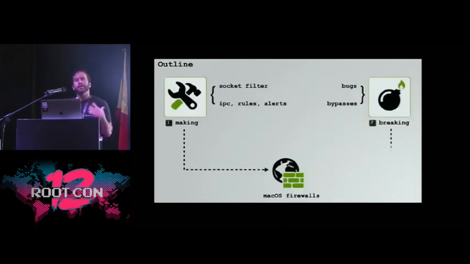Okay, so today we're going to be talking about first creating and then breaking firewalls on macOS. Now, in terms of creating firewalls, we'll look at how to make a kernel-level socket filter firewall. Then for the second half of this talk, we'll put on our hacker hats, this will be white, black, or gray, and we'll talk about bugs and bypasses in all third-party Mac products.